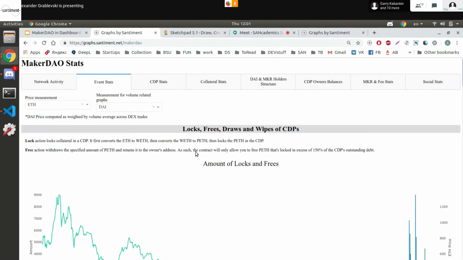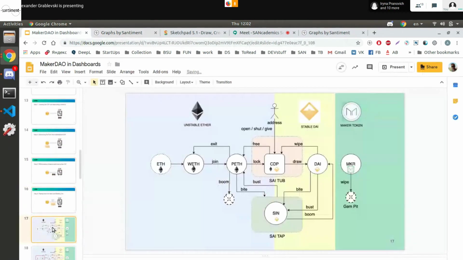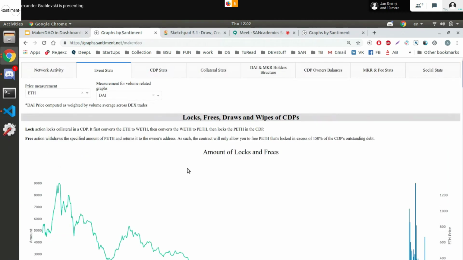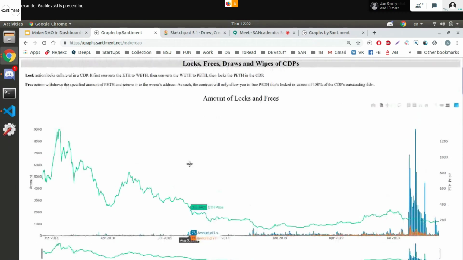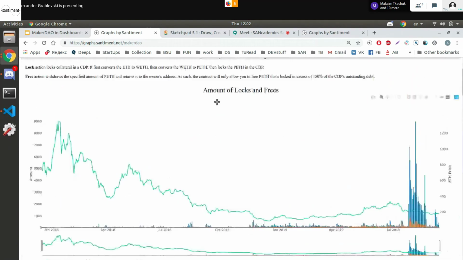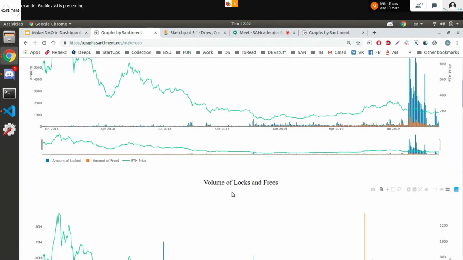And now let's move to some advanced stats that is based on actually this scheme placed here. I hope you remember all the events. That's basically free and lock for your put ether and wipe and draw from your DAI. So this tab shows you amount of these events happening on each day. They're quite similar, all these four. So I will tell you about amount of locks and volume of locks.